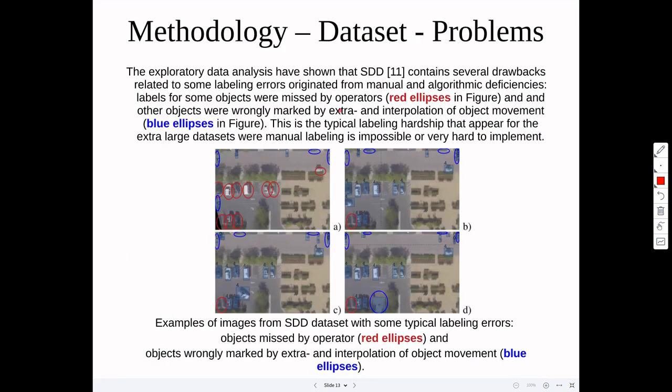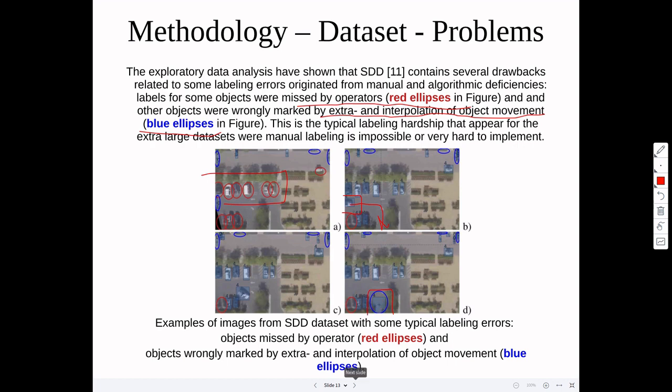But mostly important are some man-made errors created by operators, for example, red ellipses mention the situation when cars were missed at all, or, for example, so-called algorithm-driven errors caused by erroneous extra interpolation of object movements, denoted by blue ellipses. For example, this car is going this way, and on this image it's properly surrounded by the bounding box, but on this image it has disappeared, but the bounding box exists.